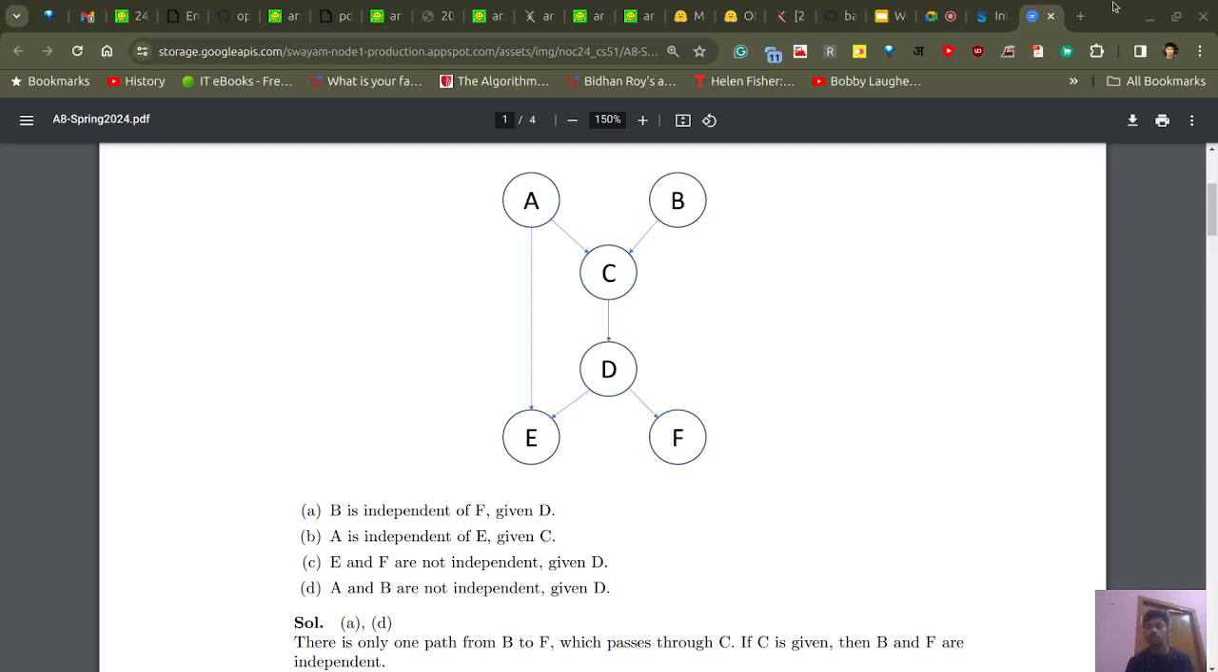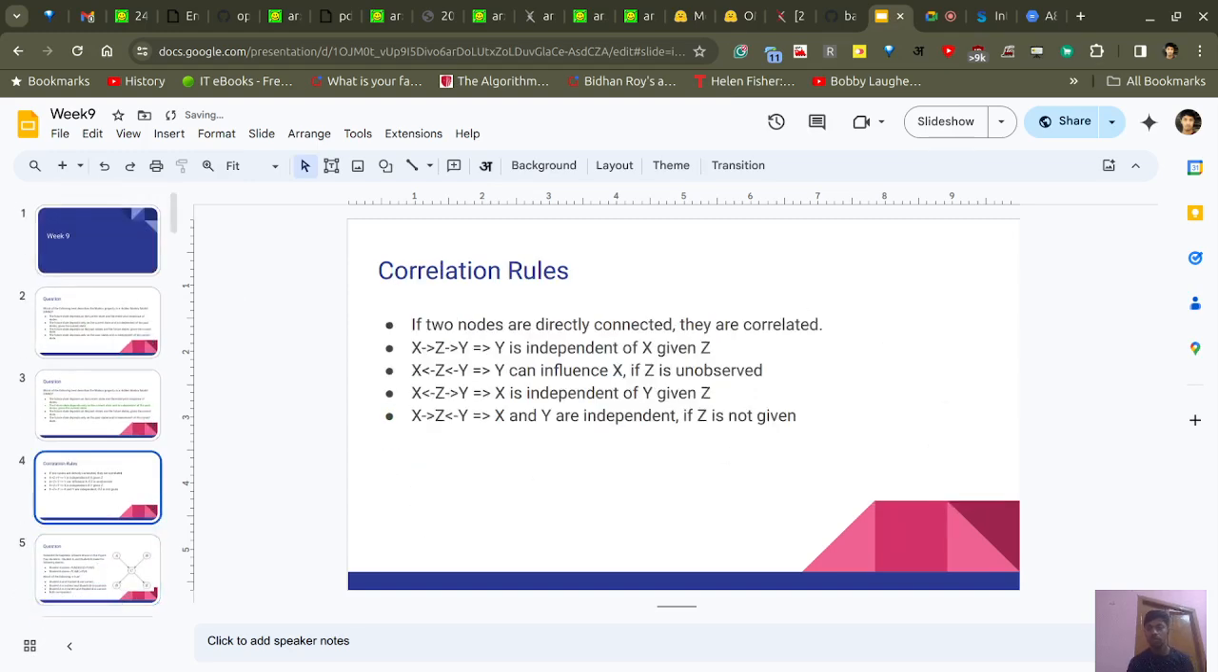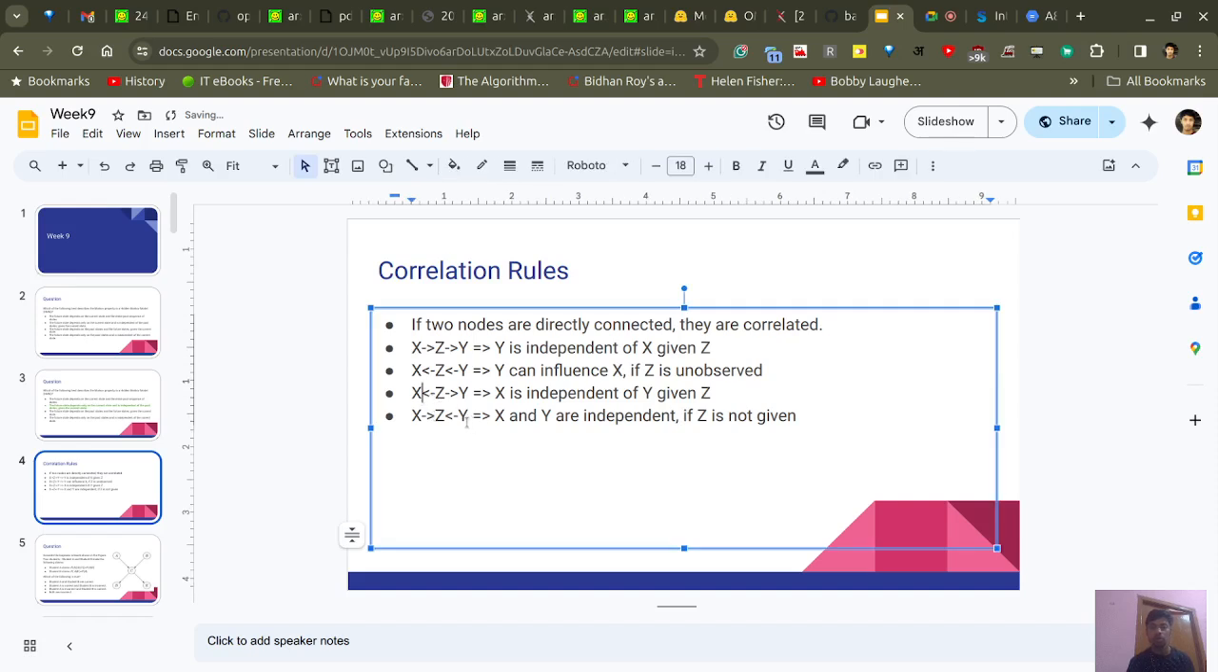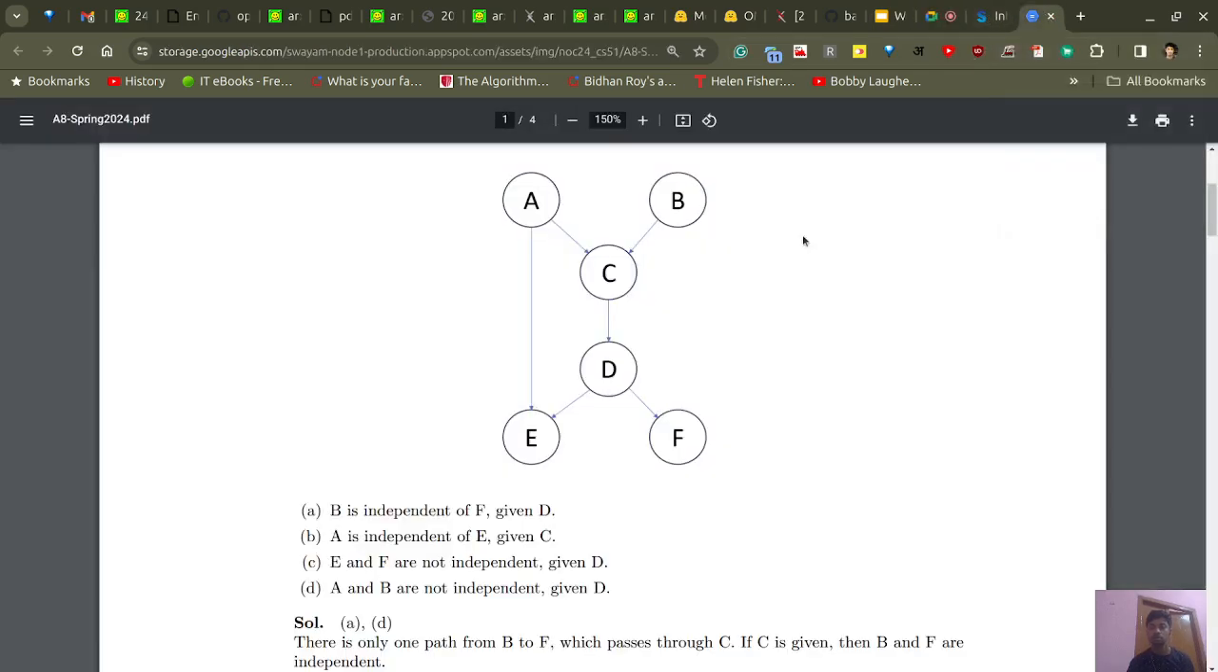That's only my doubt. So if you see the rules here, let me go to the rules. Yeah, in the case of a directed graph, this is the case, right? So there are two parents, X and Y, and Z is the child, right? They are independent if Z is not given. If Z is given, then they are dependent. Based upon this case, we have to identify whether A, B will be dependent or not. Okay, sir. Got it.